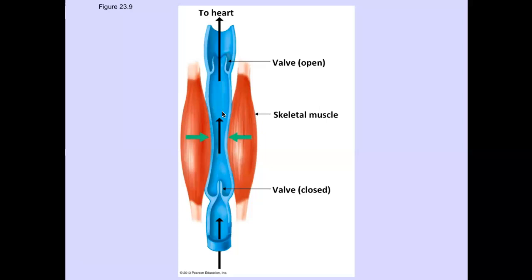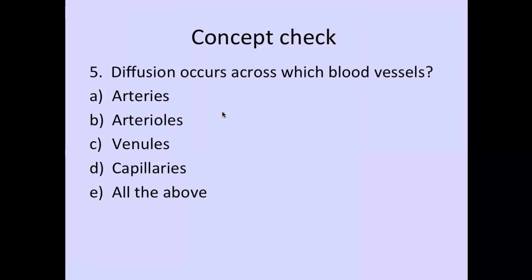All right. So let's talk about some concept checks. Okay, so diffusion occurs across which blood vessels? Pause to think about it. But the answer is letter D, capillaries.